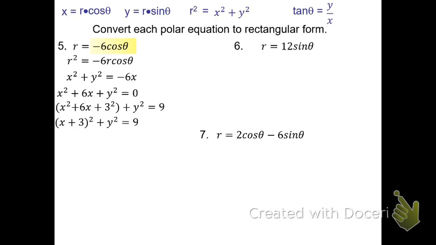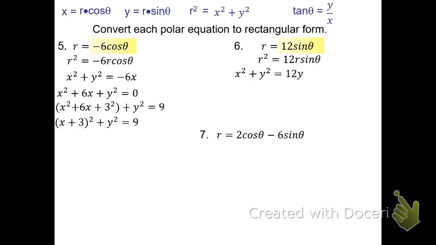Now the next example says r equals 12 sine theta. That means it's again going to be a circle. Because it's sine, it'll go up to a maximum of 12 units. Let's see what it looks like in rectangular form. This 12 sine theta doesn't have the r. So to get r, we're going to multiply both sides of the equation by r. r times r becomes r squared. 12 sine theta times r becomes 12r sine theta.